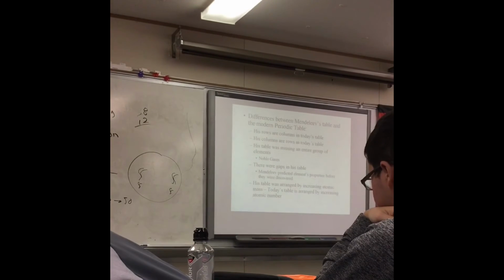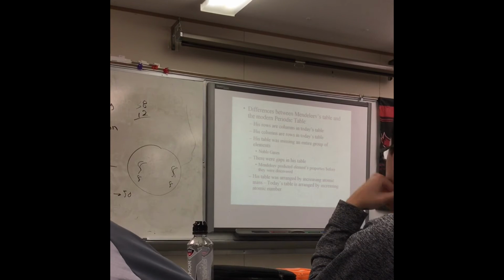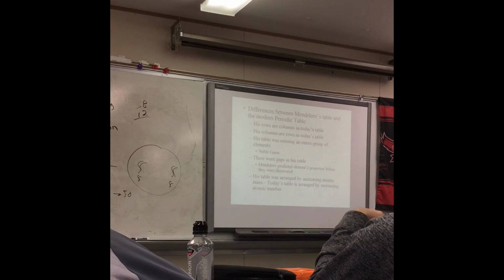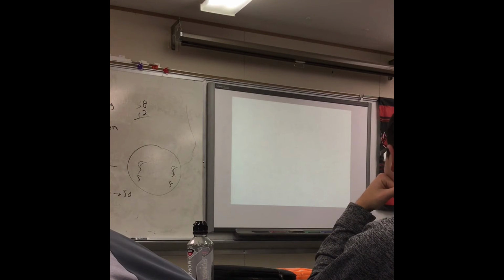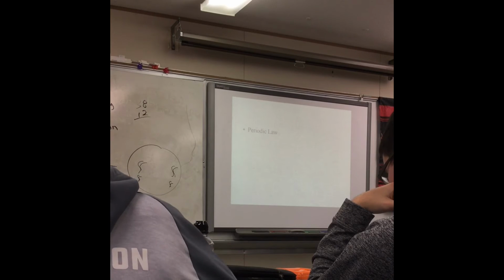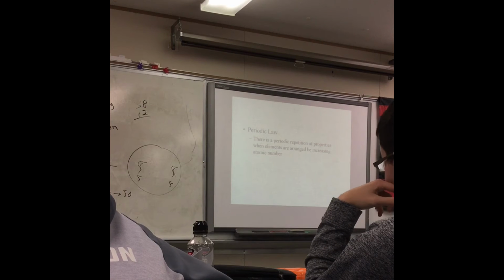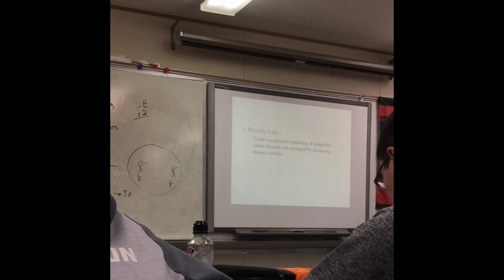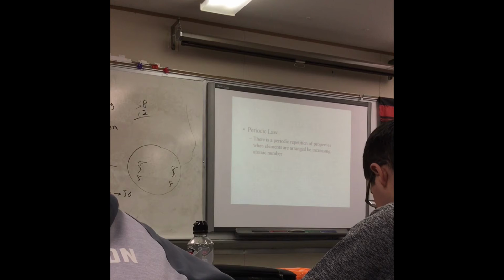So what are some differences? Rows and columns are different. He had gaps. He had a whole group of noble gases that were not part of this. And he had his by increasing atomic mass, not by increasing atomic number like our table today. All right. So what we're talking about with Mendeleev and why he did it the way he did is because of the periodic law. The periodic law basically says that when the elements are put in order of increasing atomic number, there is a repetition of properties.